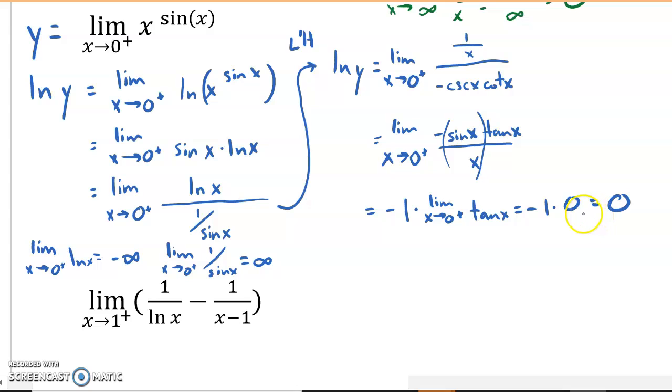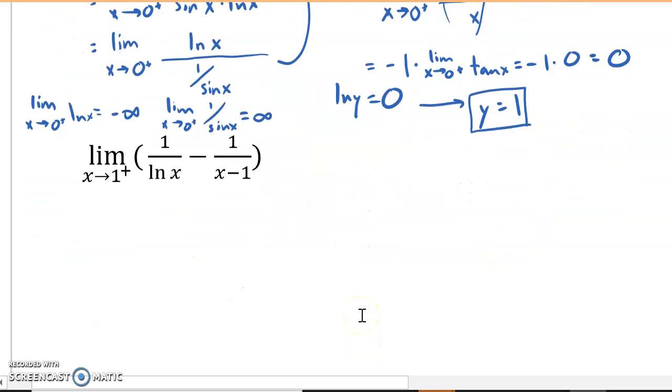Because they'll say, oh, yeah, I finally got my answer. But actually, we found what the natural log of your answer is. So the natural log of y equals 0. So that means that y equals e raised to the 0, or 1. And that is your final answer. Fantastic. All right, one more L'Hopital example.